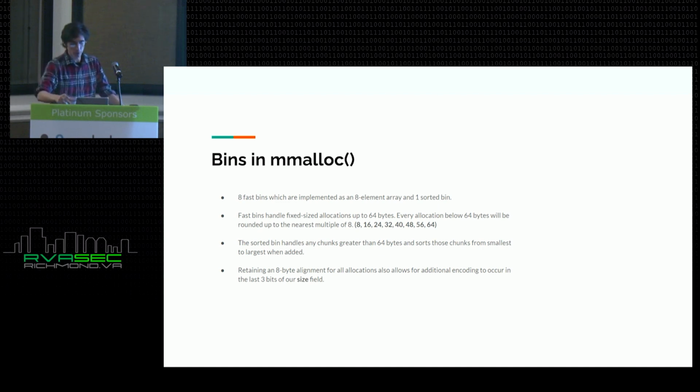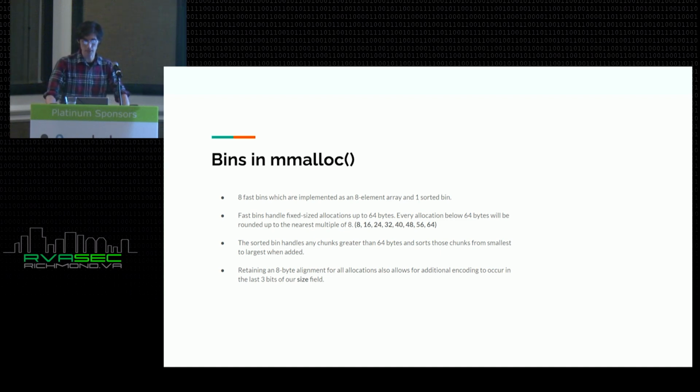So our implementation in malloc, we've got 8 fastbins, which are implemented as an 8-element array and then 1 sorted bin. So the fastbins handle fixed size allocations of up to 64 bytes. We are going to adjust our implementation so that every allocation below 64 bytes will be rounded up to the nearest multiple of 8, which you can see here: 8, 16, 24, 32, 40, 48, 56, and 64. Those will be our bin sizes. So if it falls in between any of those, it'll just be rounded up to that size value so it can fit in this fixed size.